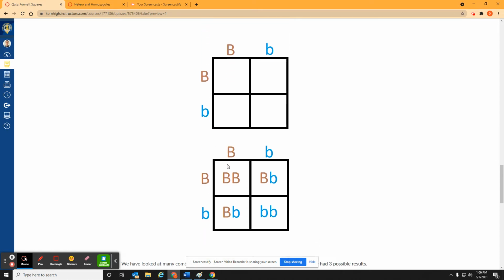Capital B, capital B: brown eyes, double dominant. Capital B, lowercase b: brown eyes, one dominant, one recessive. Capital B, lowercase b: one dominant, one recessive, brown eyes. But what about this box? Double lowercase, right? So this is a dad with brown eyes, a mom with brown eyes, and they have a blue-eyed baby.